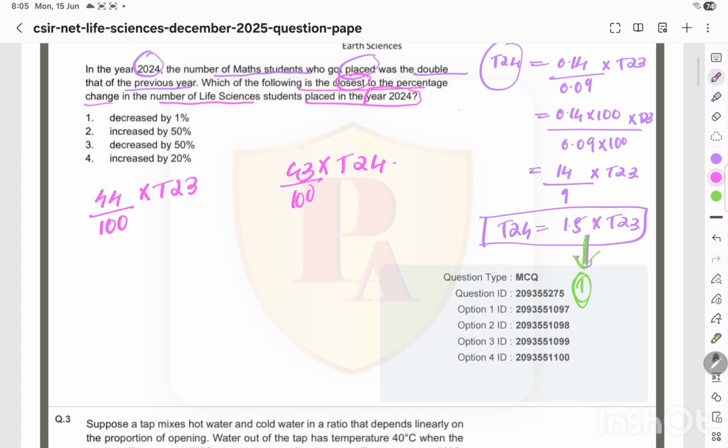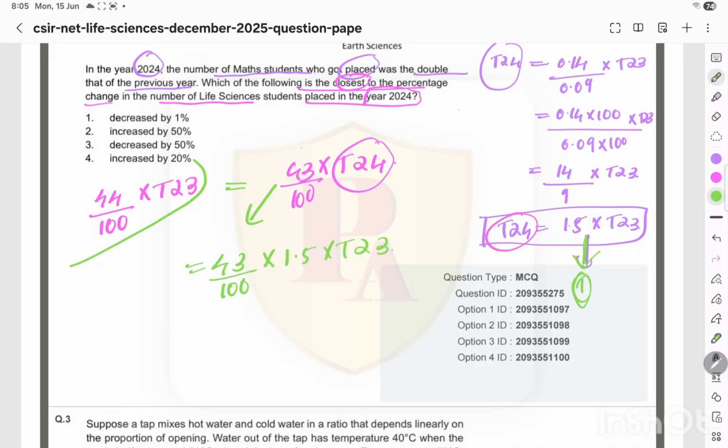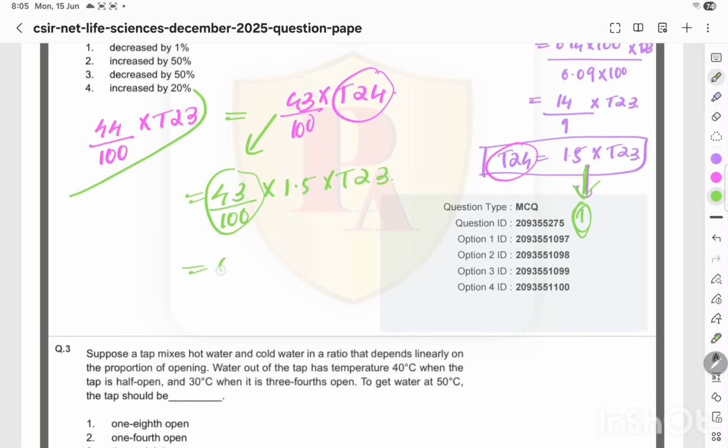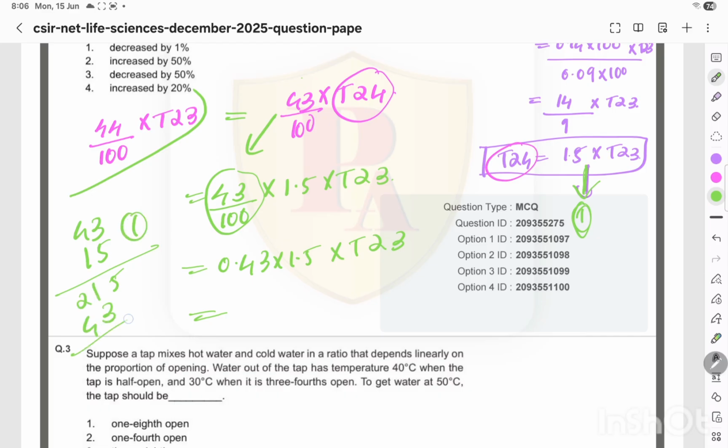Okay, so we have to find the percentage change. We could substitute T24 with this equation. So when we substitute, 43 by 100 into 1.5 into T23. When we simplify it, it is 0.43 into 1.5 into T23, which is 645 into T23. We have to put the decimal, so 0.645 into T23 is the second one.